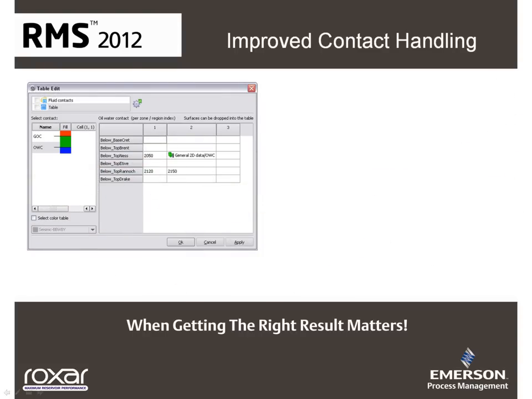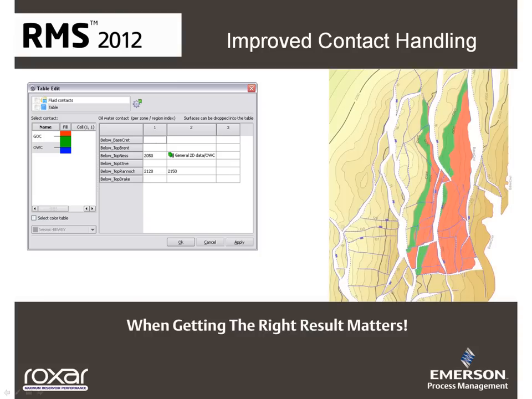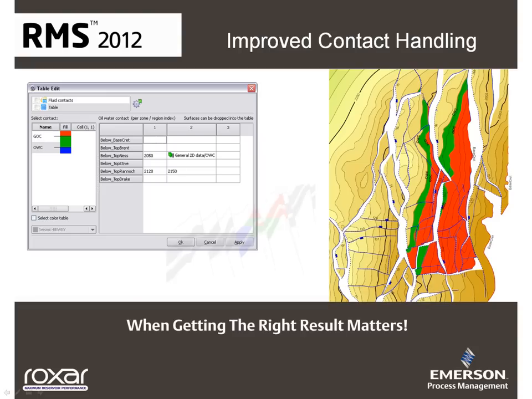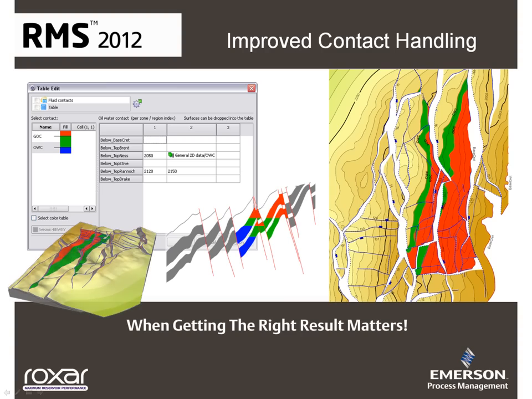The handling of contacts has been greatly improved in RMS 2012, making it now possible to precisely plot your varying contacts across all zones and regions in your model. These can then be clearly visualized in maps, cross-sections, and on horizons in 3D.